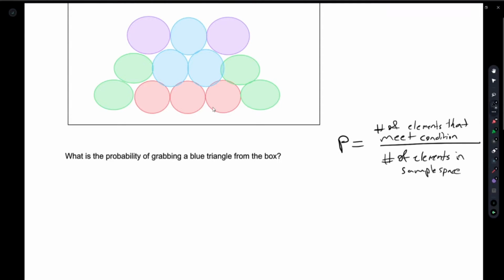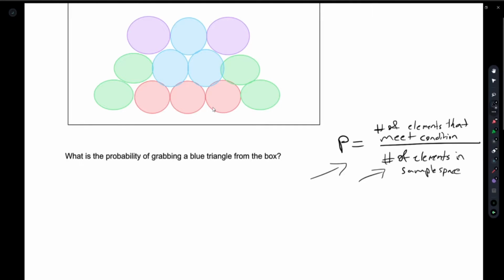Okay, for this question, they're giving us 12 balls: 3 red, 4 green, 3 blue, and 2 purple. They're asking us what is the probability of grabbing a blue triangle from the box. First we follow the formula: the number of elements that meet the condition over the number of elements in the sample space. I like to do the denominator first, so the number of elements in the sample space.